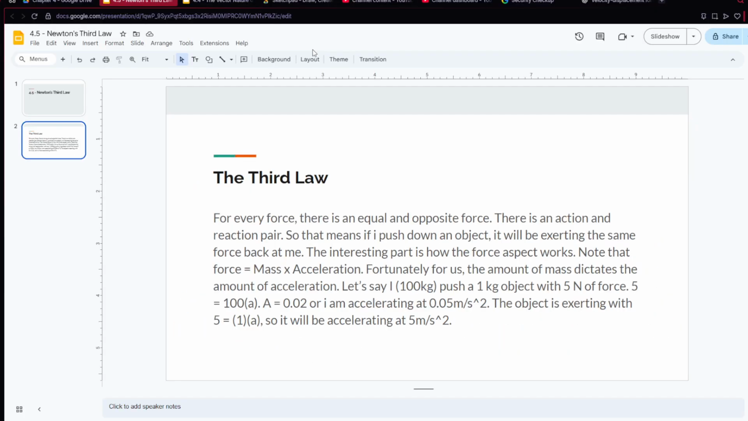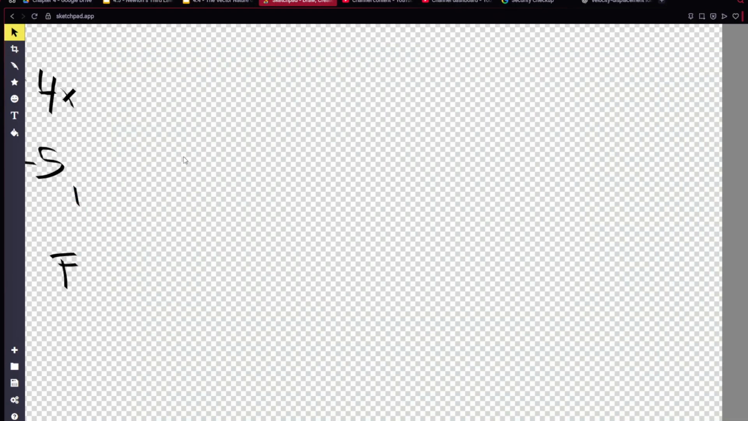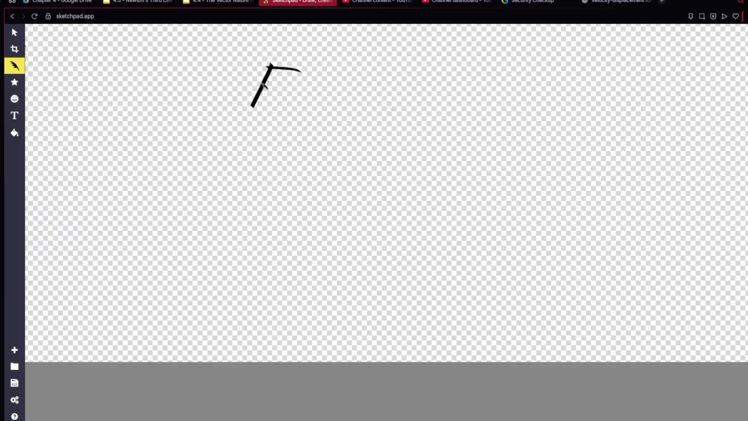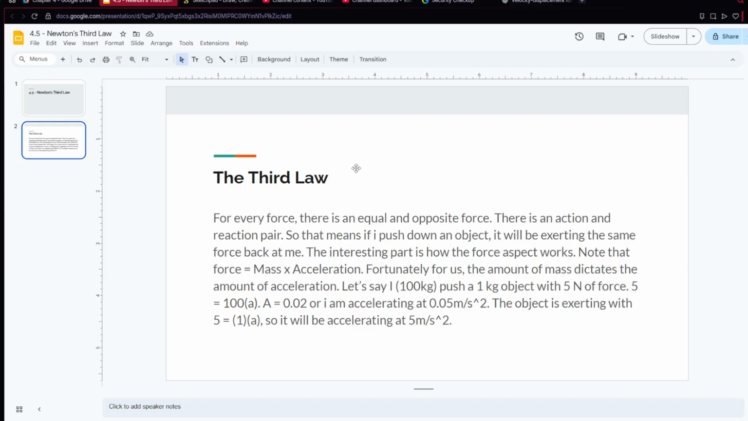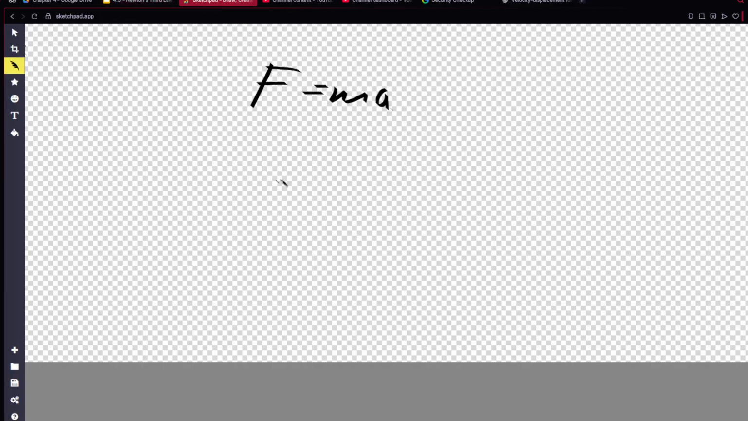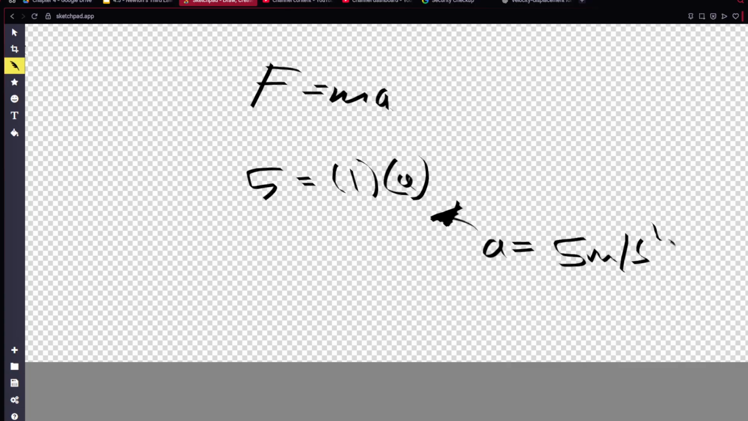Note that force equals mass times acceleration, which is Newton's second law. So, force equals mass times acceleration. If I'm a 100 kilogram object pushing a 1 kilogram object with 5 newtons of force, that means that object will accelerate at 5 meters per second squared using this force formula here. And the interesting part is that it would travel in the same direction as the force.